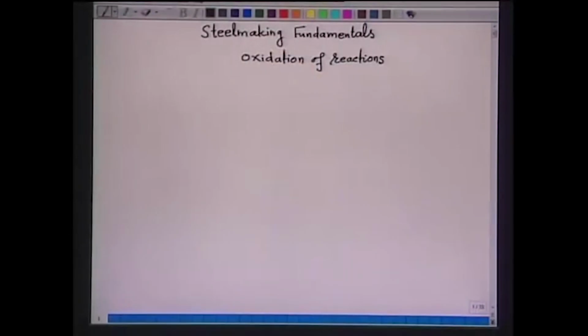We were discussing steel making fundamentals, and in the last lecture I gave you slag making, and there I said that make a slag and slag will make your steel. So, we have seen the fundamental considerations of slag making, and we have understood the requirements of slag for the purpose of refining of steel.